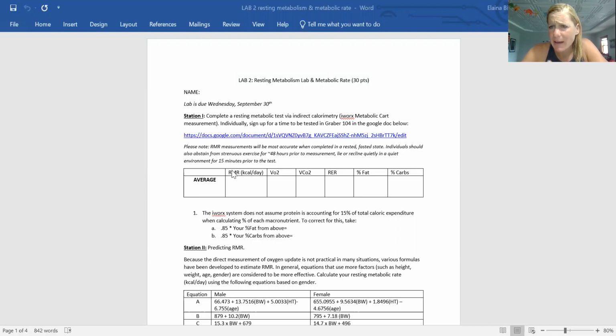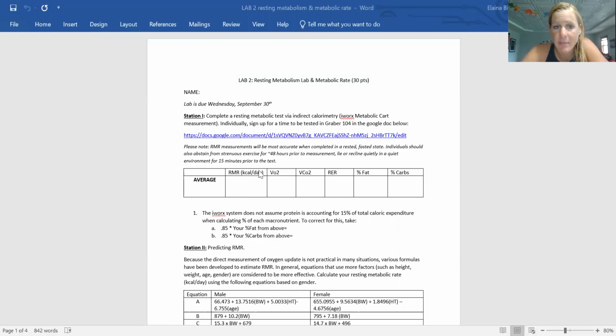You can sign up with 2 people per time slot. That way, one of you will be able to watch and see what's going on with the computer and how things are calculated, and the other person will be able to be tested. But again, everyone needs to complete the test, okay?